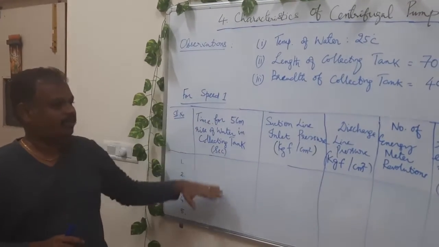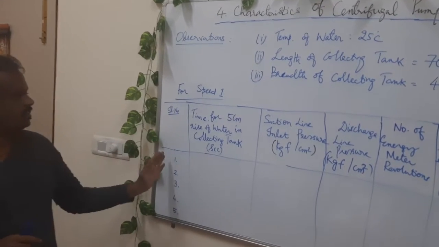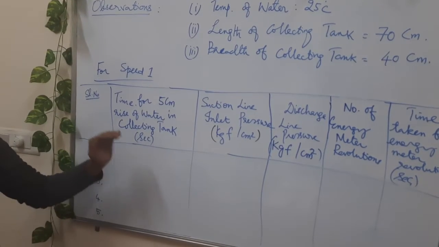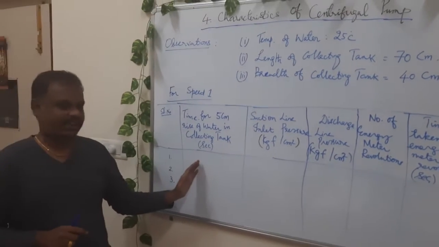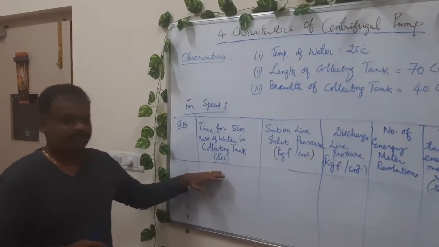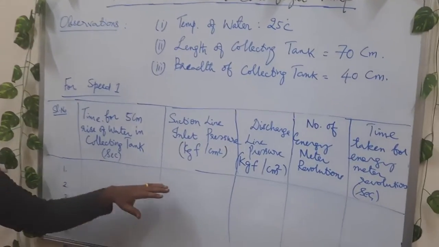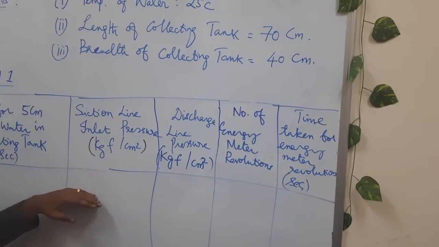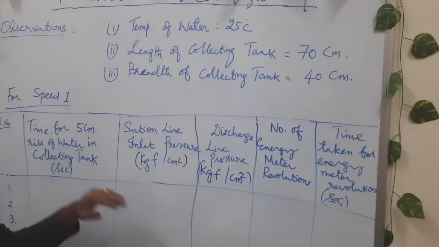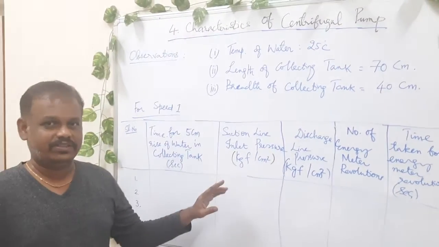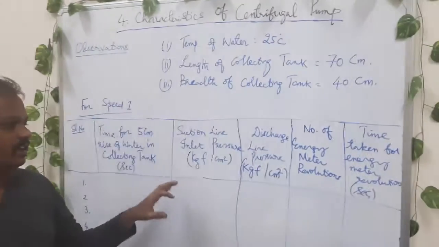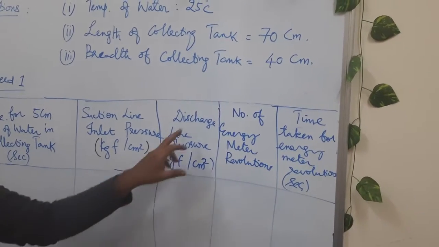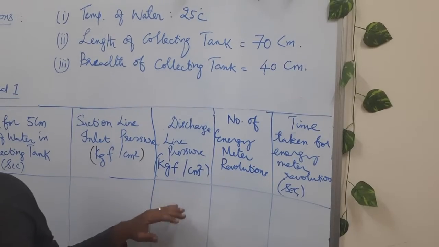So what are the observations you have to make? First thing is, what is the time taken for the water to have a rise of 5 centimeter in the collection tank? That is our first observation. Next, when the water is pumped from the sump to the collecting tank, you have to measure two pressures. One is the suction line inlet pressure in terms of kg force per centimeter square, as well as the discharge pressure in terms of kg per centimeter square.